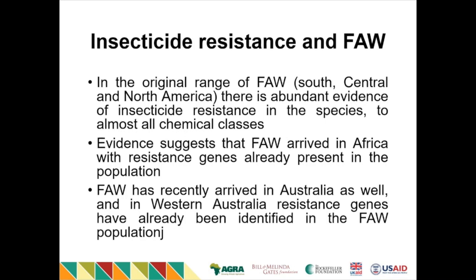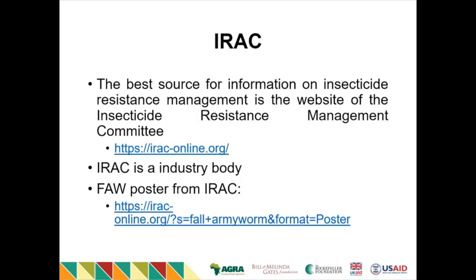So whether we like it or not, we already probably have resistance to a number of chemical classes within the fall armyworm population in Africa, and this must be managed from an insecticide point of view. As I mentioned already, the best source for information on this is the Insecticide Resistance Action Committee, and I've given you the link to the website there.